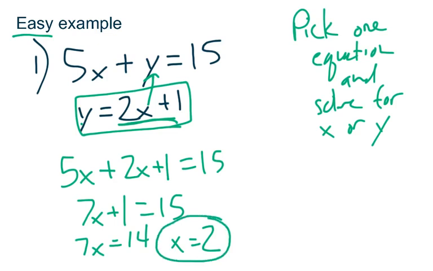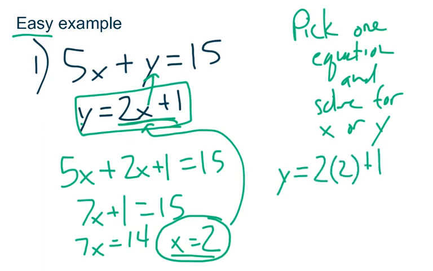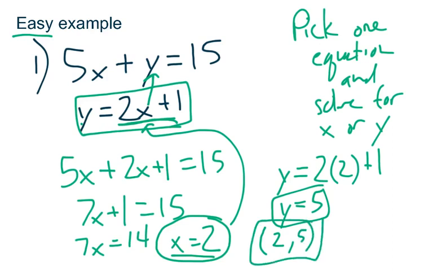What I'm going to do is take x, and I need to plug it into either equation. The easiest one would be to plug it into this equation right here, so I can find out what y equals. So y equals 2 times 2 plus 1. I just put the 2 in for x, and y now equals 4 plus 1, which is 5. So my solution here is twofold: x equals 2, y equals 5. I could write it as a point, (2, 5), and there it is.